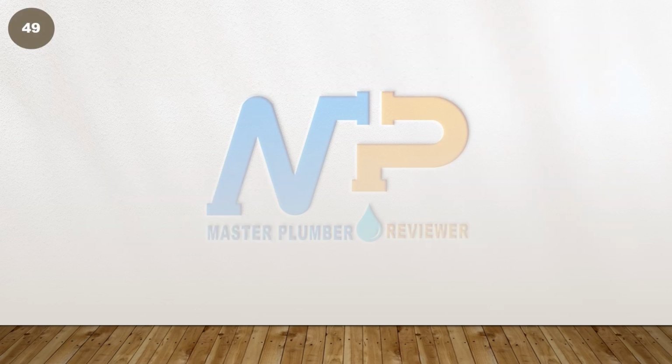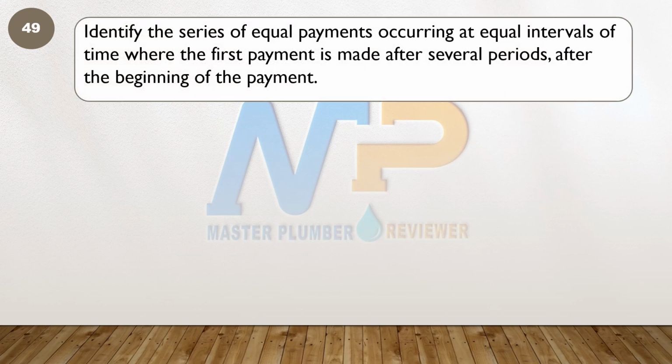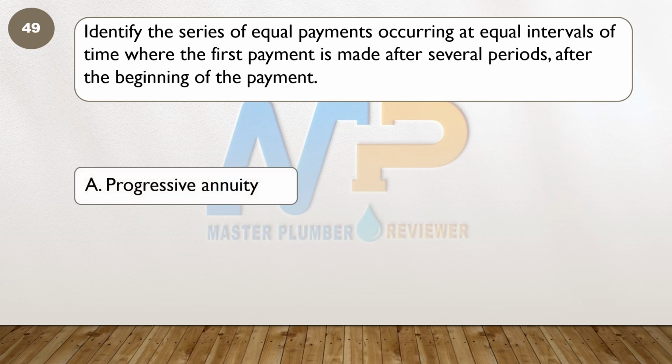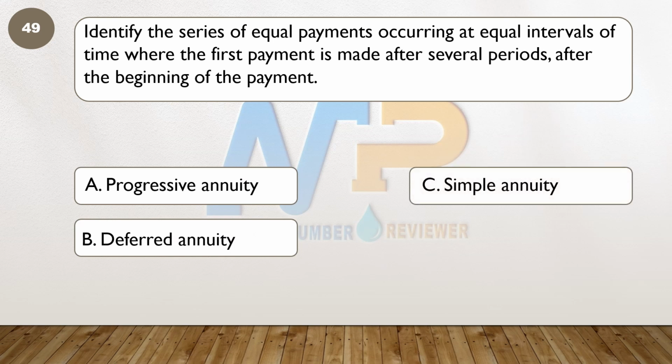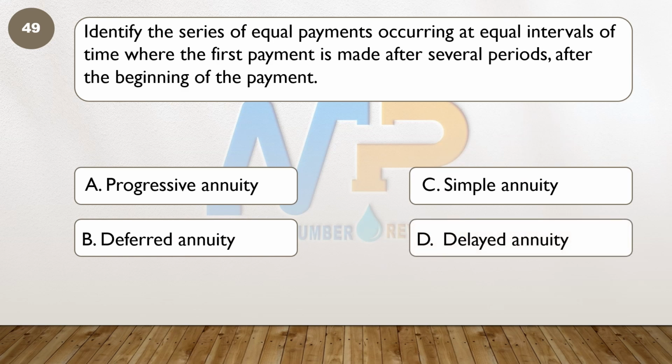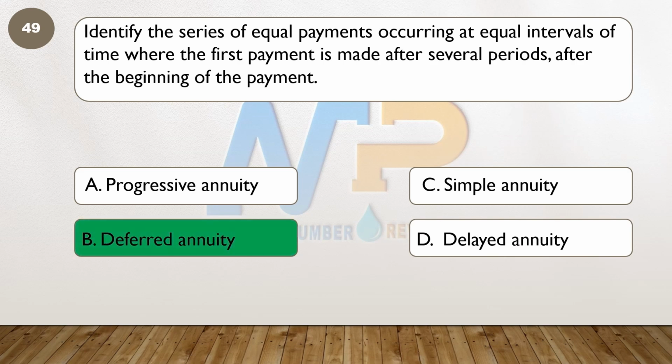Number 49. Identify the series of equal payments occurring at equal intervals of time where the first payment is made after several periods, after the beginning of the payment. A. Progressive annuity. B. Deferred annuity. C. Simple annuity. D. Delayed annuity. The answer. It's B. Deferred annuity.